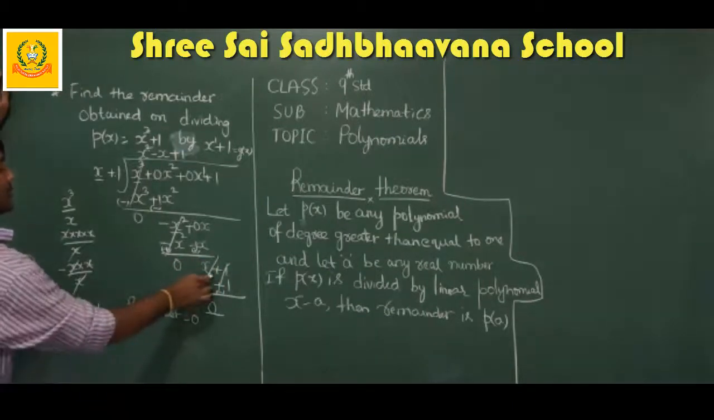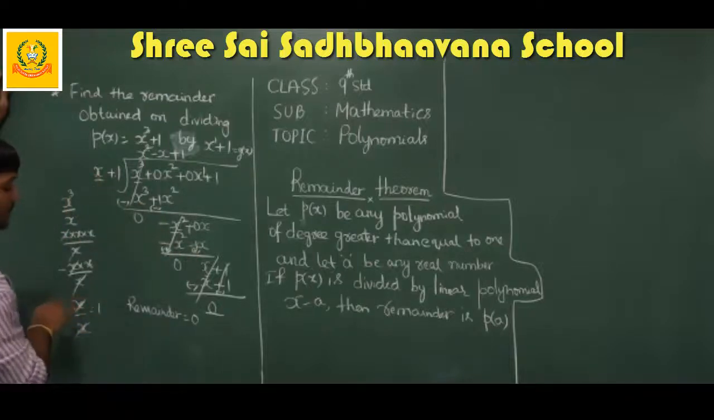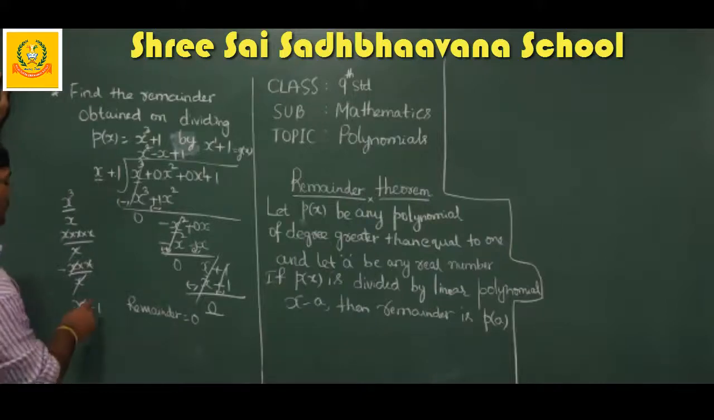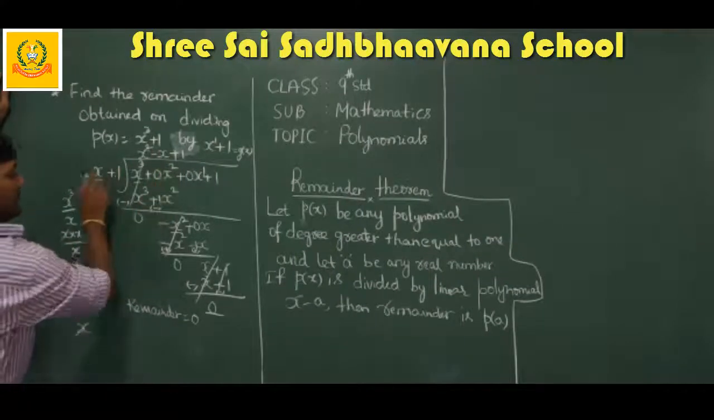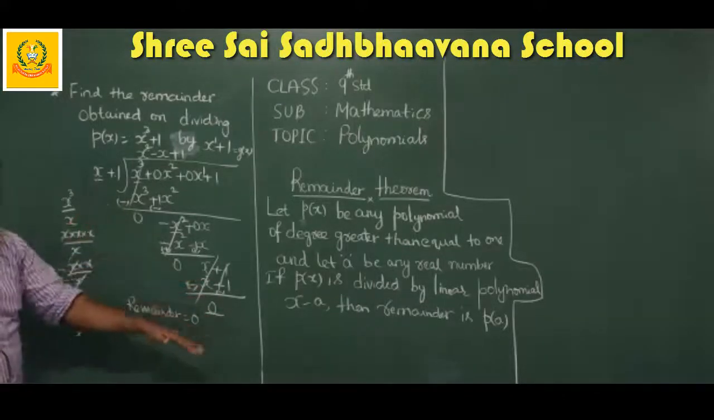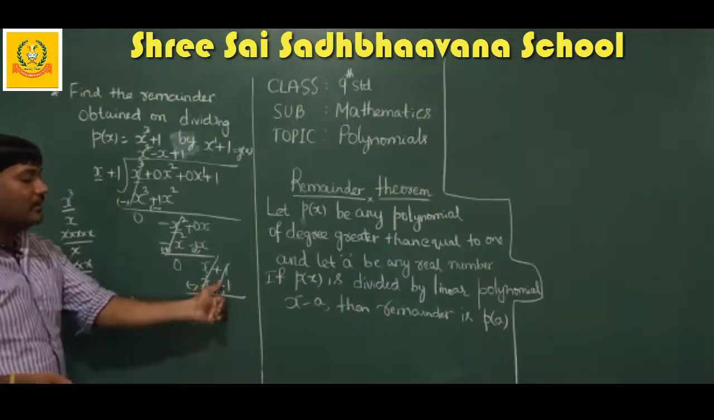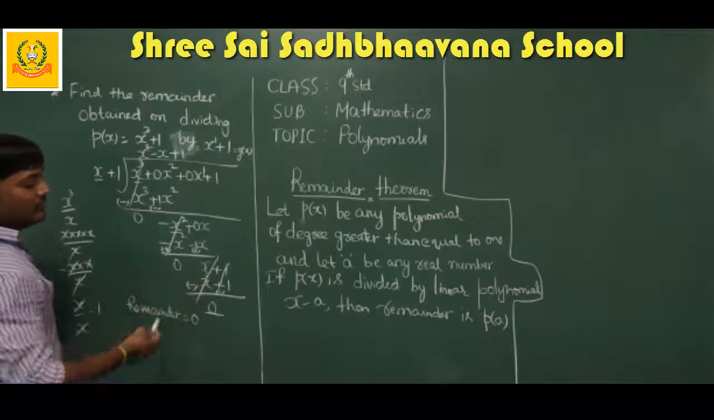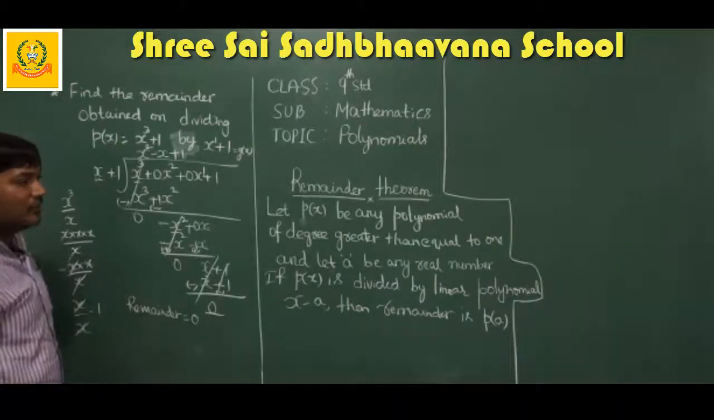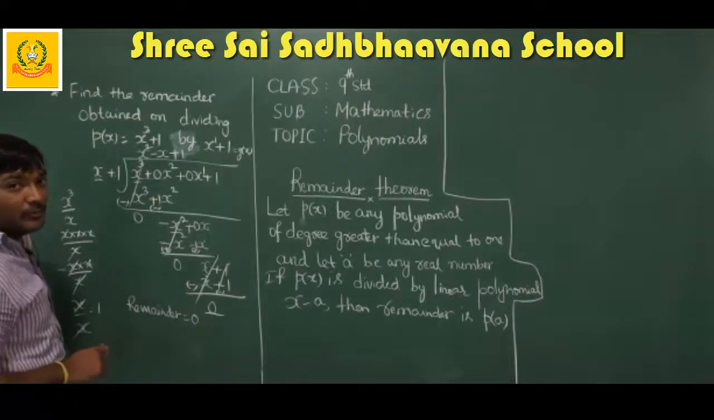And now here what is the first term? X. And what is the first term here? X. So x by x is 1. Correct? First term of this and first term of this. So x by x is 1. So you should take 1 here. So 1 into x, and plus 1 into 1 is 1. So now we have to subtract. So change the sign. This plus x will become minus x, plus 1 will become minus 1. x minus x is 0, 1 minus 1 is 0. You got the remainder as 0. Okay. So we divided and we found the remainder as 0.